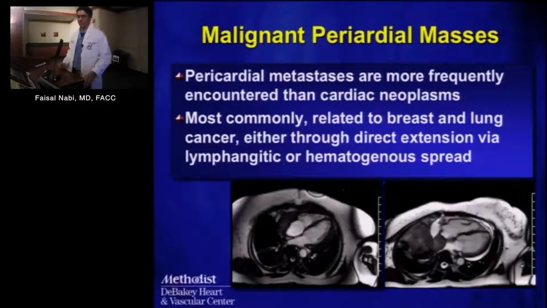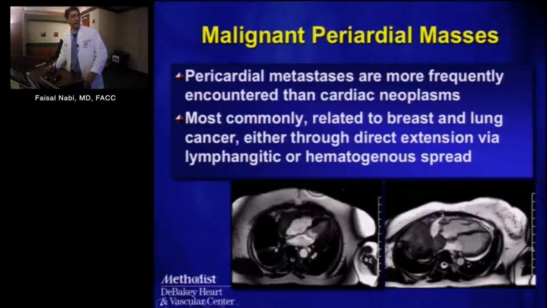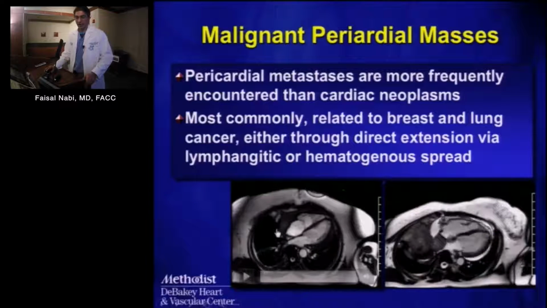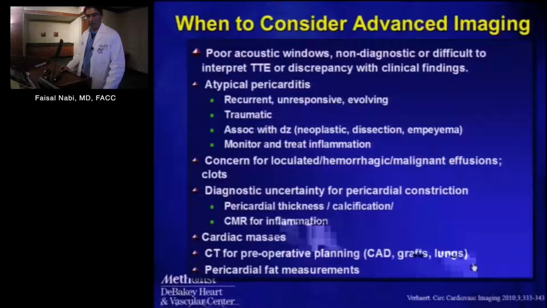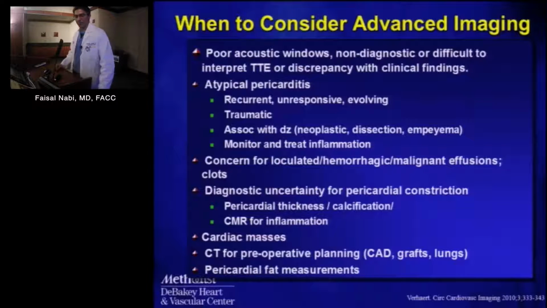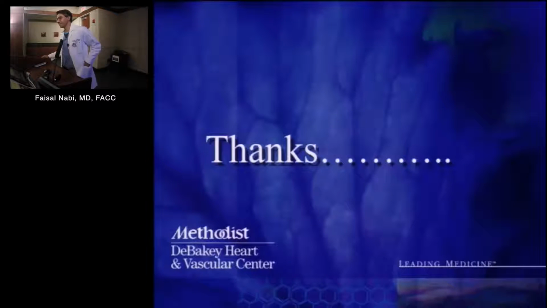These are just some images with CMR. You can see here in this one, the mass on the right-hand side has invaded and occupied the entire right intrapericardial space anteriorly. And here you can actually see a mass that's invaded through the heart with an associated pericardial effusion. These are just some points on when to consider advanced imaging, a lot of which I've hit on. These are slides that express the same.